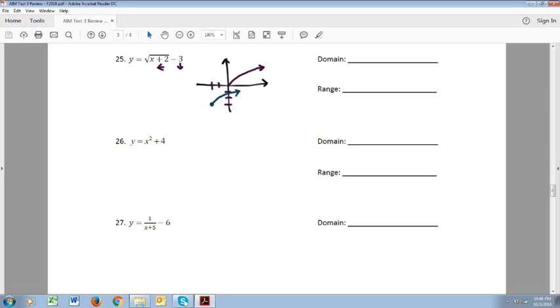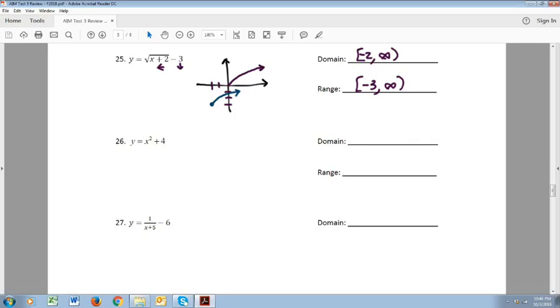So our domain, notice our leftmost point has an x value of -2, and then it goes forever right, so that would be infinity. And again, we're looking at that lower graph there. The lowest point does have a y value of -3. And it does go up forever, even though it goes up really slowly. So -3 to infinity is your range.